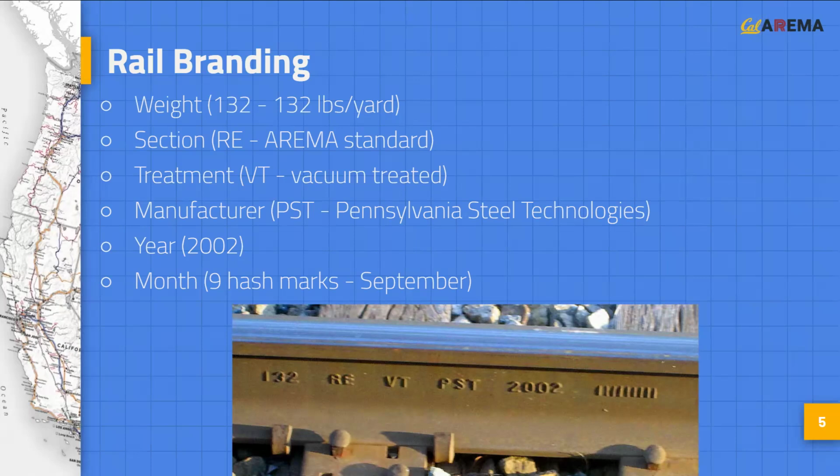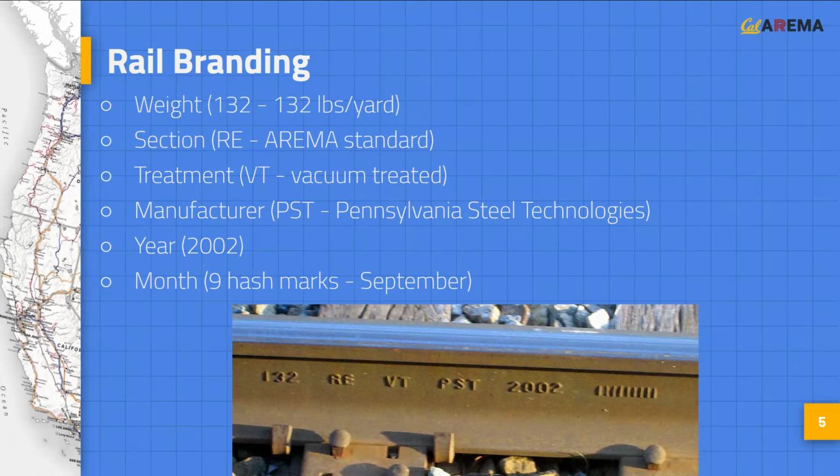Rail can be identified in the field based on branding and stamping. Branding is the raised characters on the web of the rail that identify the weight, section, manufacturer, year, and month rolled. Stamping is the hot stamped characters on the opposite side of the web that identify the heat number, individual rail letter, strand number, and method of hydrocarbon elimination.